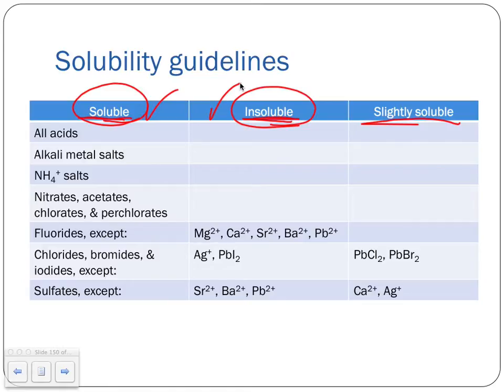So let's look at our rules here. We're first going to look at cases where it's usually soluble and only sometimes insoluble, and that's what we're seeing on this slide. So the first rule that we have here is that if it's an acid, it's going to be soluble in water. And so that's straight up. So if you see an acid, you know it's going to be soluble right off the bat, not going to form a precipitate. Alkali metal salts.